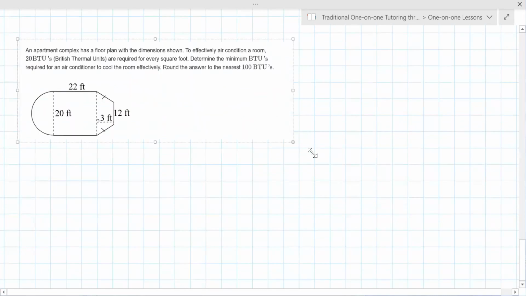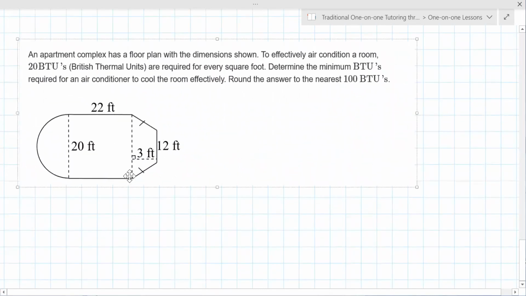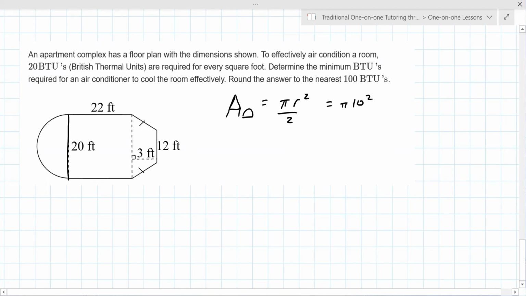All right, so you don't have to read this text. We want to find the area of the shape. Okay. So the area of the shape, there's three things. There's the semicircle. Okay, so the area of the semicircle is pi r squared divided by 2. What is the radius? The radius is 10. That's right. So it's pi 10 squared over 2. 10 squared is 100 divided by 2. So 50 pi.